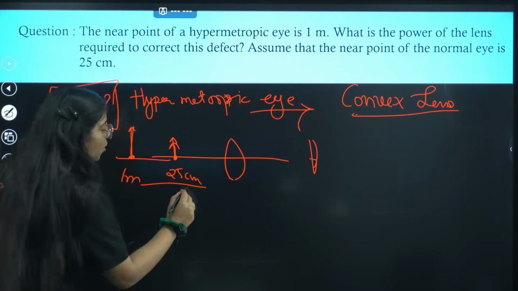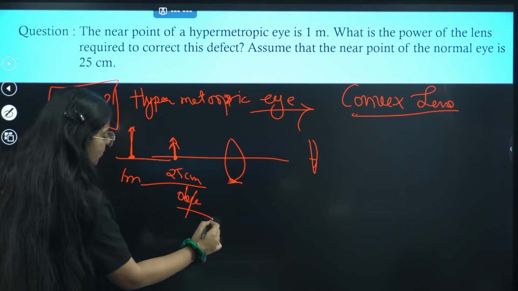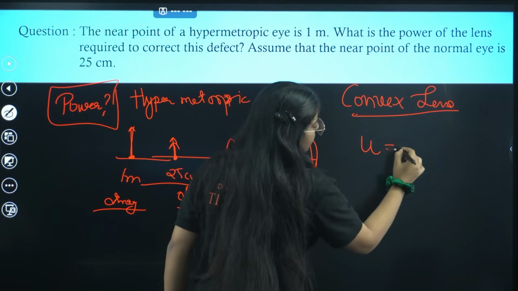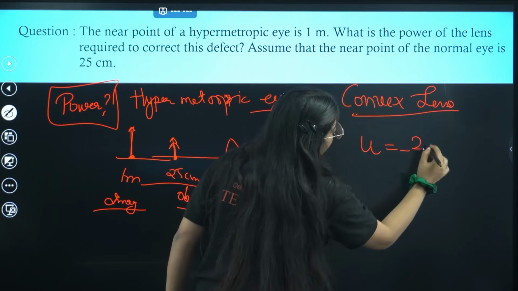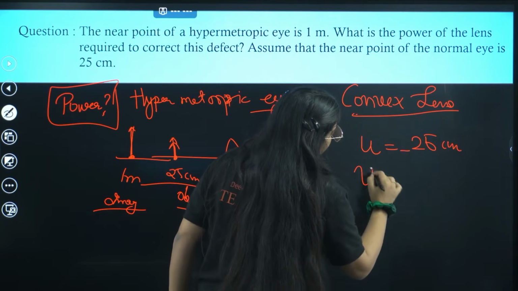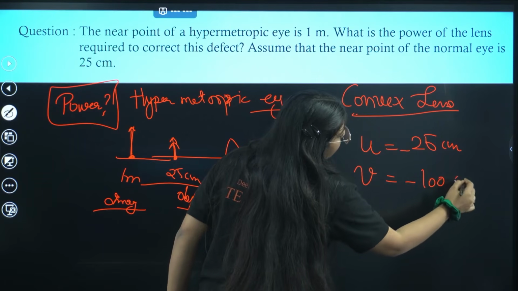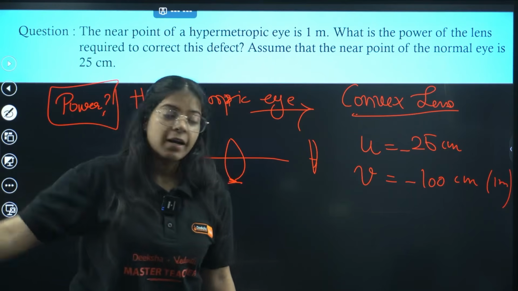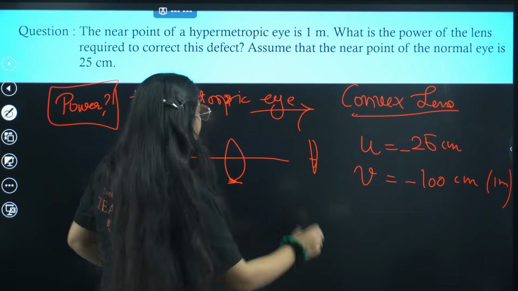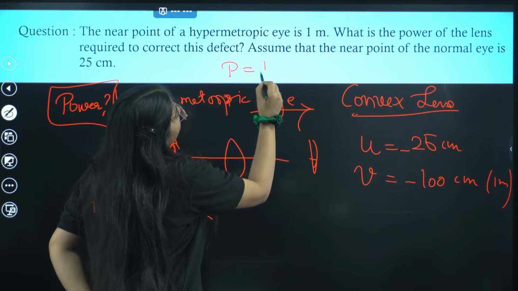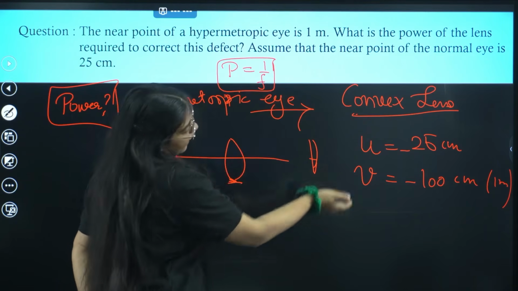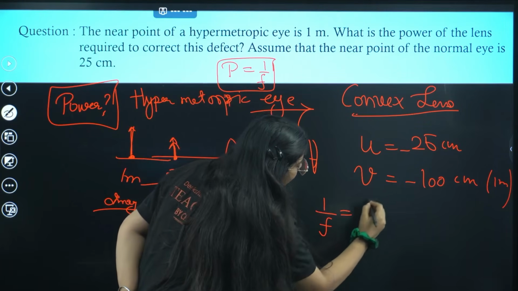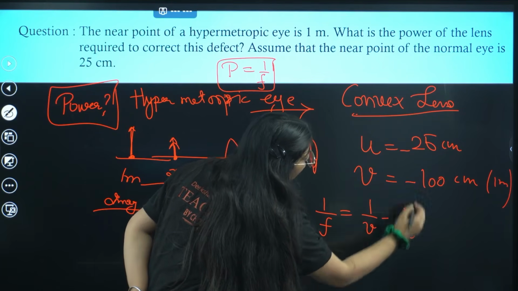So this is our object. For this lens, this is our object and this is our image. So what we know, ma'am, u equals minus 25 centimeter. Our image distance is v equals minus 100 centimeter. It was 1 meter, and if I convert 1 meter into centimeter, it is 100 centimeter. I need to find the power, and to find the power I need the focal length, and to find the focal length I need v and u, which I have. According to the lens formula, 1 by f equals 1 by v minus 1 by u. Both are negative.